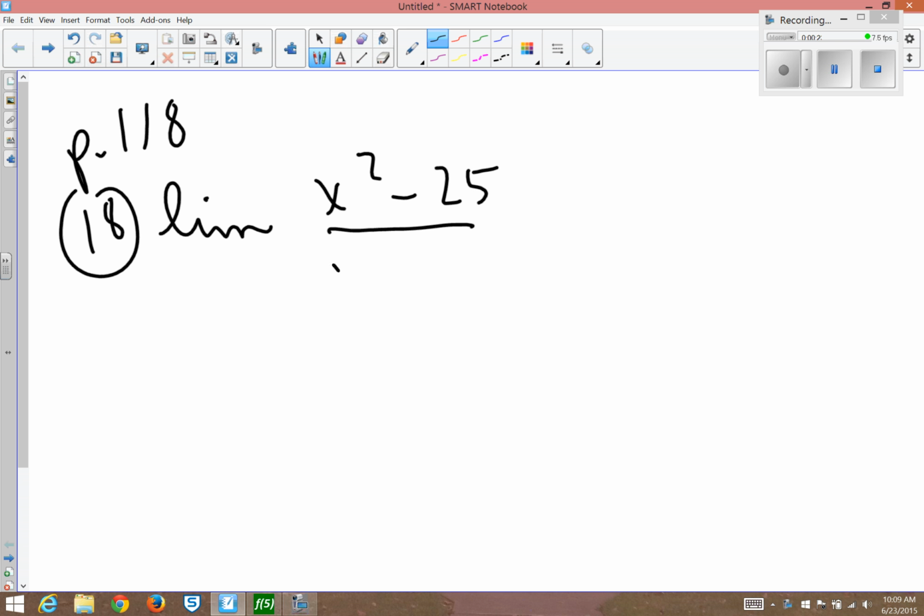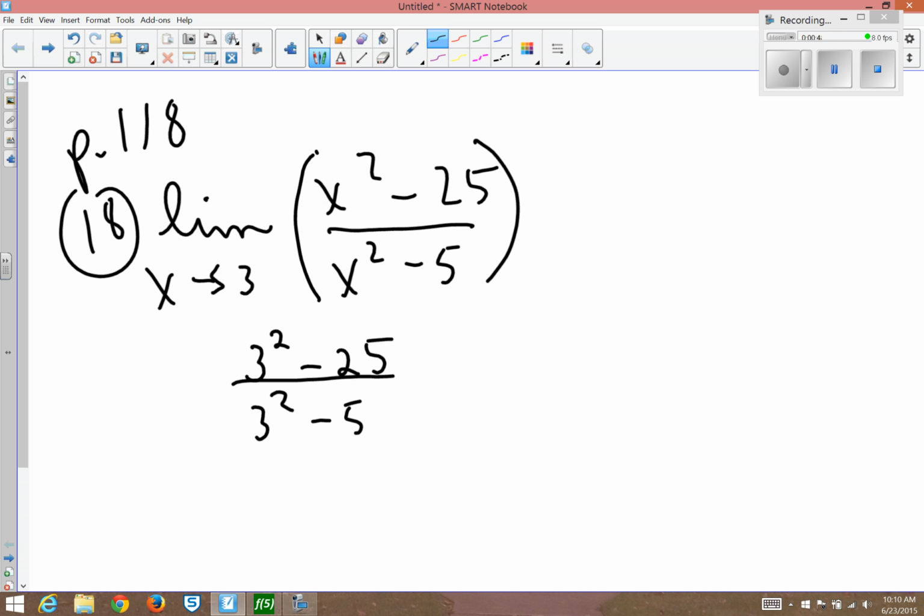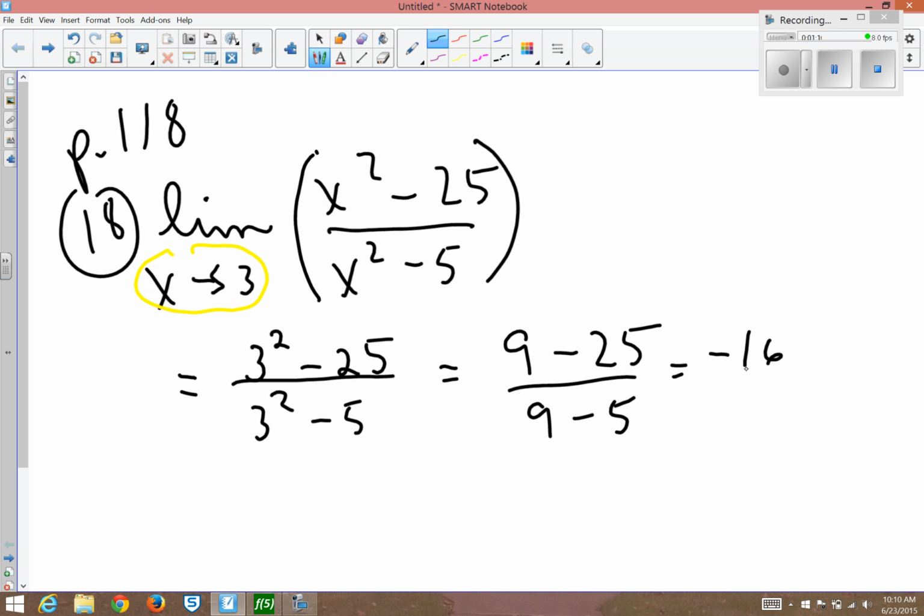The limit of x squared minus 25 over x squared minus 5 as x approaches 3 is 3 squared minus 25 over 3 squared minus 5, replacing all x's with 3. 9 minus 25 over 9 minus 5, which is negative 16 over 4. Negative 4 is the answer.